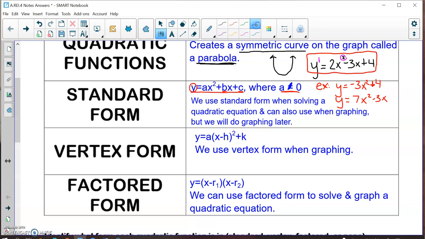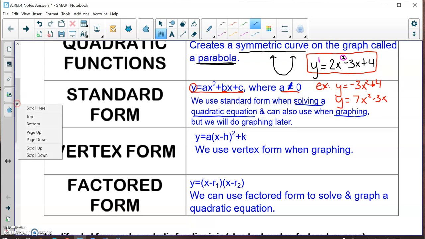Now we use standard form when we are solving a quadratic equation, which is what we're going to be doing in this standard. So we will be transforming our equations into standard form when solving and coming up with the solutions of a quadratic equation. But you can also use standard form when graphing, but we'll learn graphing in our next standard.